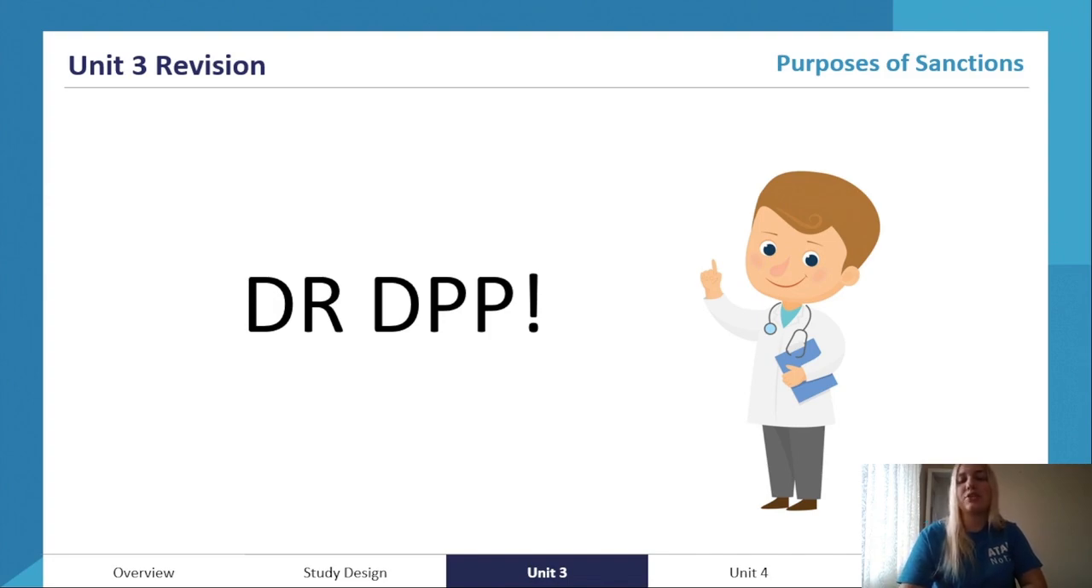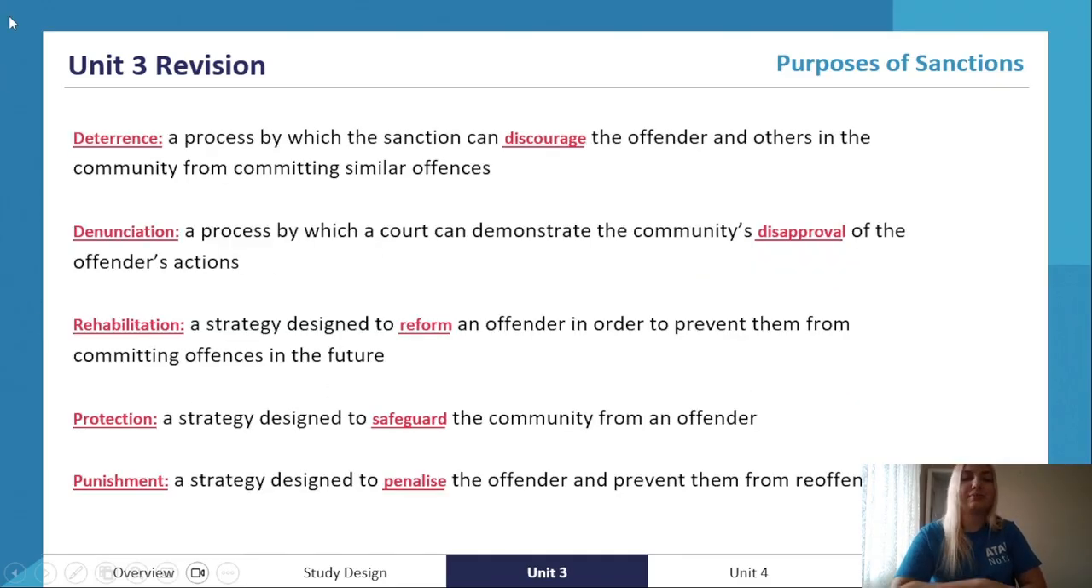Now, the purposes of sanctions, very helpful little abbreviation you can use to try to remember them, Dr. DPP. And there they are. So, the 5 that you need to know: deterrence, denunciation, rehabilitation, protection, and punishment. Deterrence and denunciation are often confused, so make sure you don't confuse them.